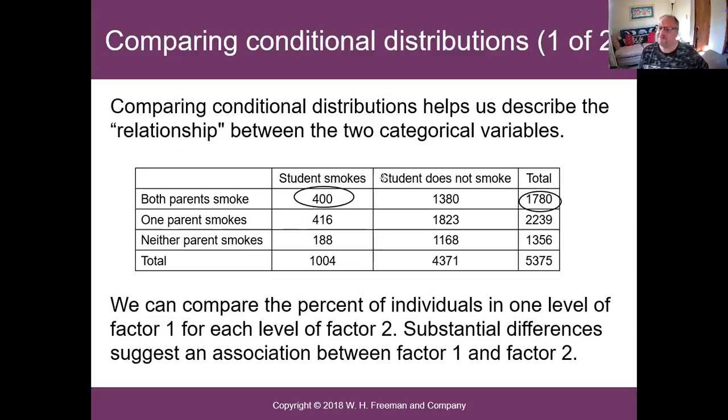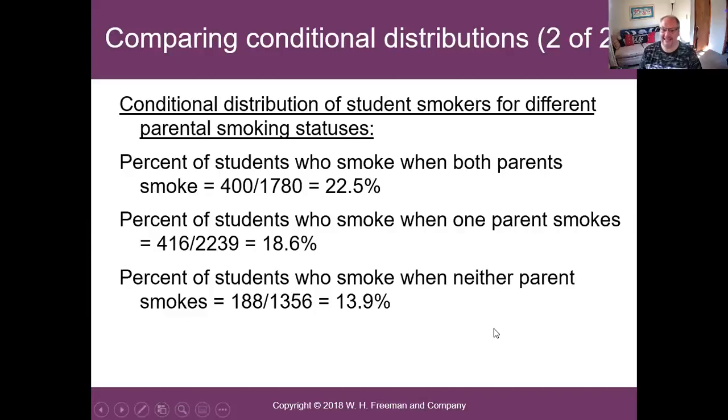My arithmetic should be 400 divided by 1780 for that question, because the question is saying, what is the percentage of students who smoke when both parents smoke? Here's when both parents smoke, and here's the students in that group that do also smoke. Now take a look at the way it's written. 400 over 1780, and then we divide and get a percent. So that is the conditional right there.